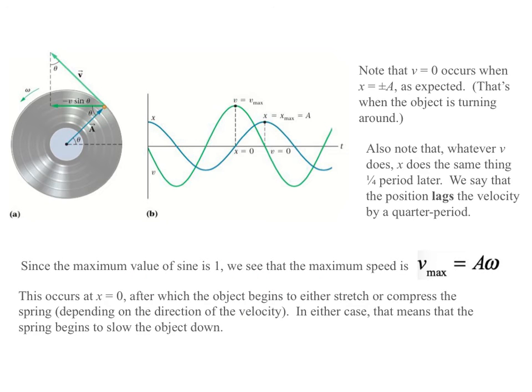Note that v equals 0 occurs when x equals plus or minus a, because that's when the object is turning around at its maximum extent. Also notice whatever v does, x does the same thing 1/4 period later. We say that the position lags the velocity by 1/4 period. Since the maximum value of sine is 1, we see that the maximum speed, v max, is a omega. This occurs at x equals 0, after which the object begins to either stretch or compress the spring, depending on its current direction.